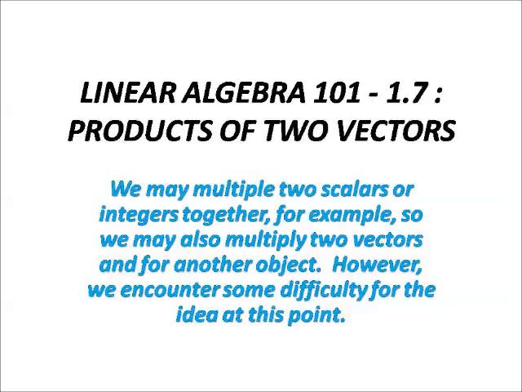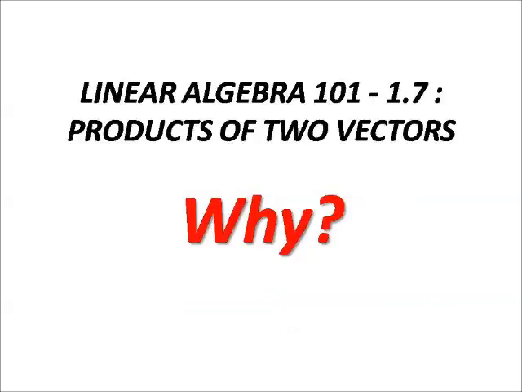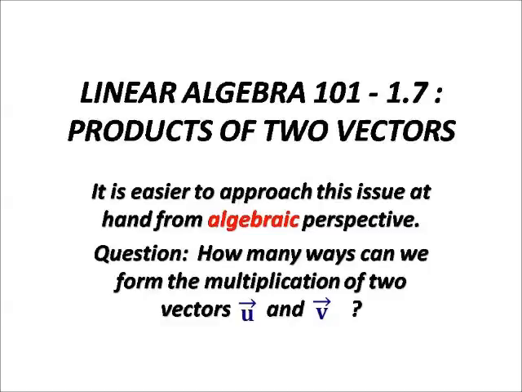We may multiply two scalars or integers together, for example. So we may also multiply two vectors or any objects together. However, we encounter some difficulty with the idea at this point. Why is it very tough to define the product? It is easier to approach this issue from an algebraic perspective.